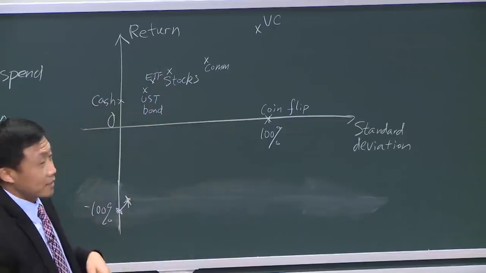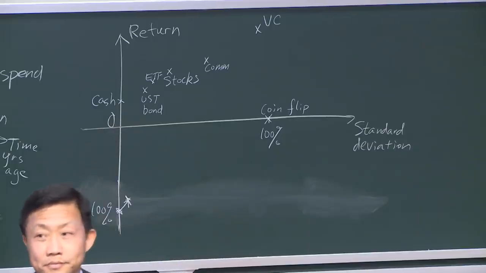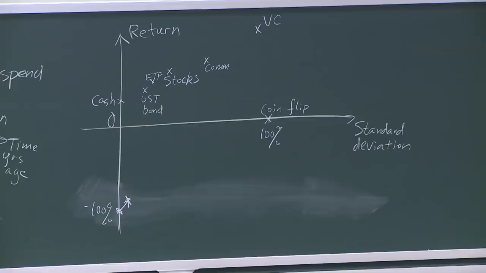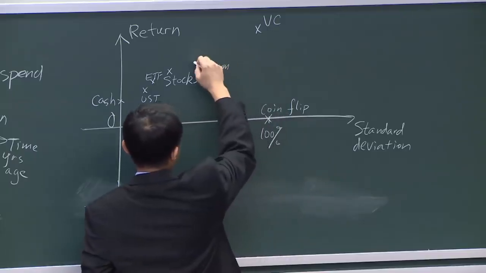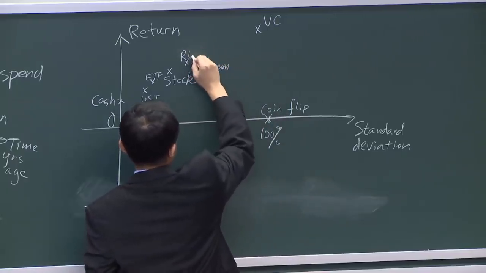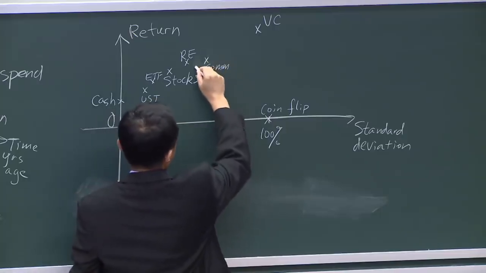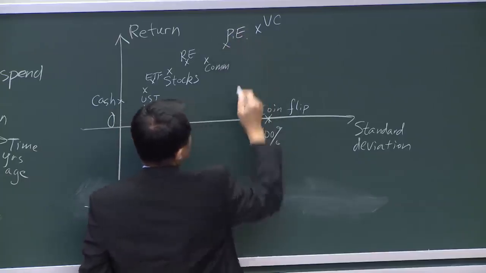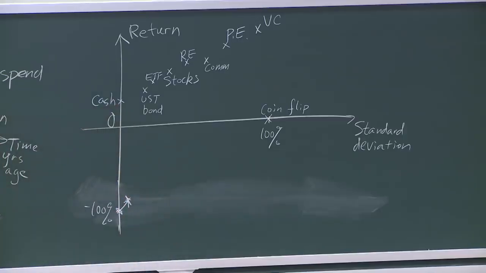Are there any other choices you'd like to put on this map? Let me look at what you came up with. Real estate, I would say probably somewhere around here. Private equity, probably somewhere here. Or investing in hedge funds, somewhere here. I think that's enough examples to cover.